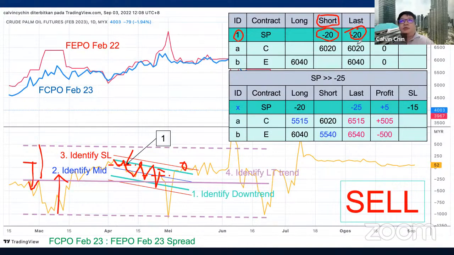When the spread goes down to minus 25, I get a 5-point profit. It doesn't hit my stop loss and goes down to 25. I get 5-point profit, so I close it. So this is how we do a short in a downtrend.